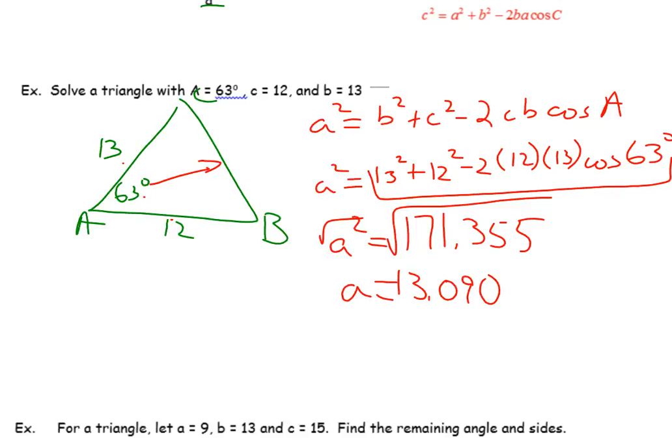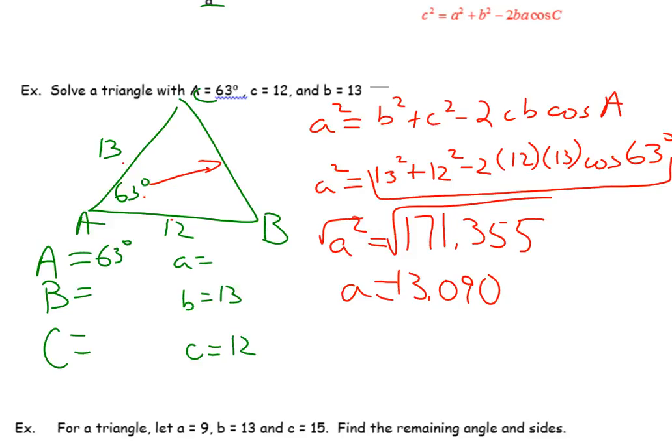I should have made my list over here. I apologize. So let's see here. What have I just found? I was given angles A, B, and C, little a, little b, little c. I was told that A was 63 degrees, little c was 12, and little b was 13. What did I just find? I just found side a to be 13.090. Now I still have to find angles B and C.